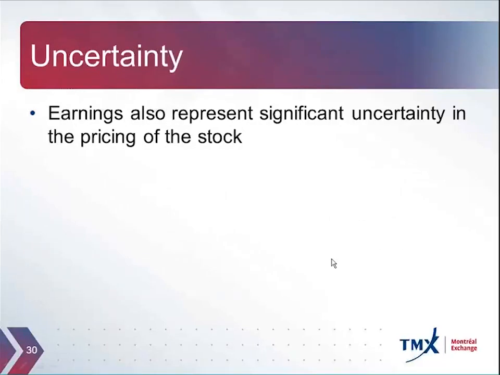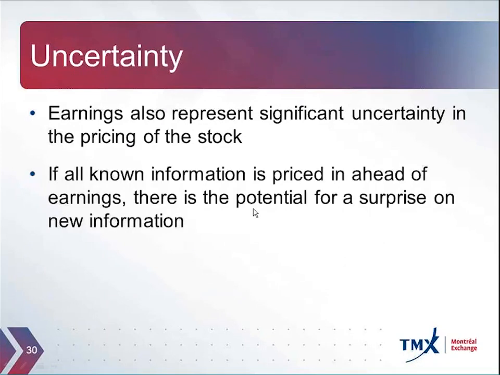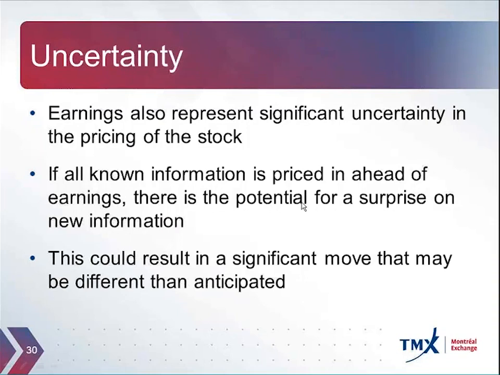And so earnings also represent a significant amount of uncertainty in the pricing of the stock. What we want to recognize is that if all known information is priced in ahead of earnings, there is the potential for a surprise on new information. And so this is why you also want to recognize, as I was showing with that Research in Motion or BlackBerry chart, you've got that sideways triangle or that coiling price action because the market didn't really know what to expect.